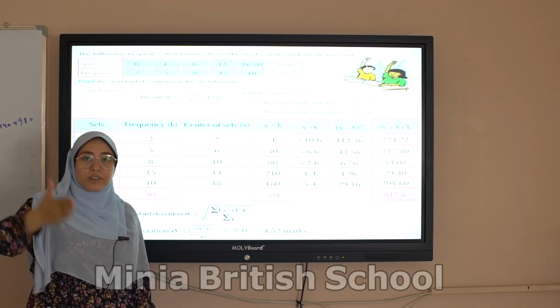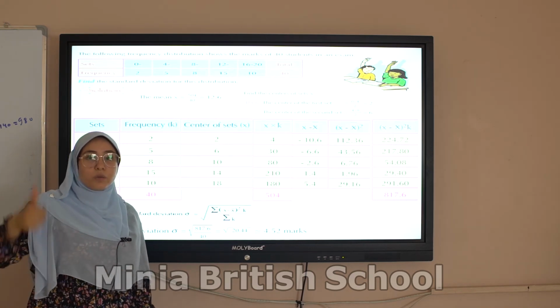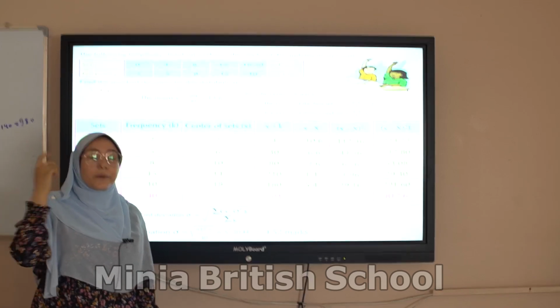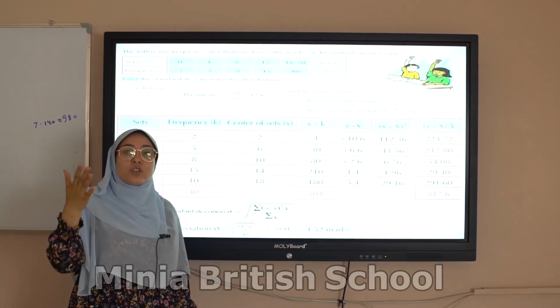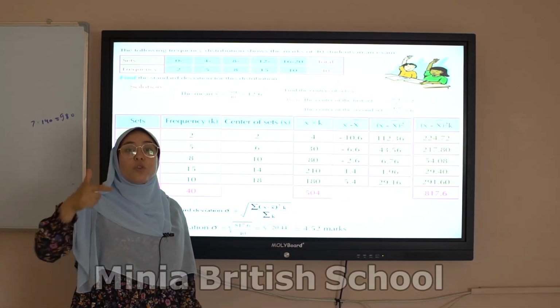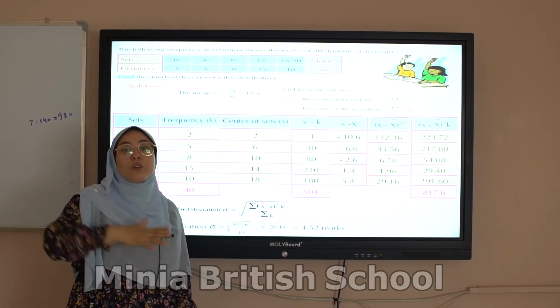Okay, so I have 3 methods to calculate the standard deviation. First one, if you have individual values. Second one, the standard deviation of the frequency distribution, or the frequency distribution of a set.